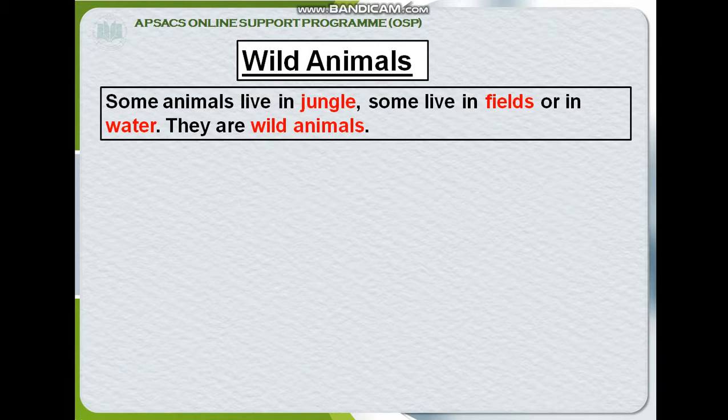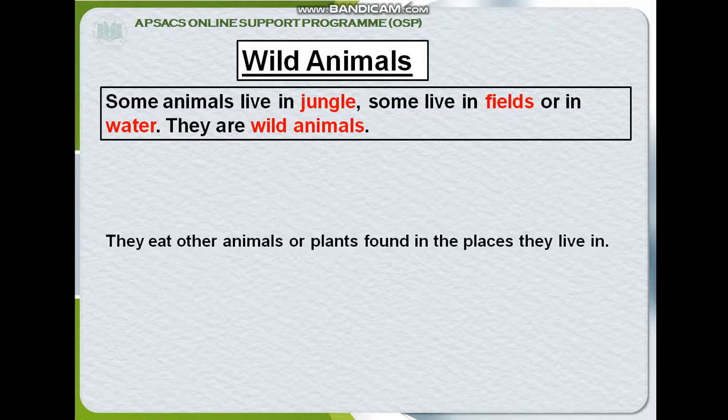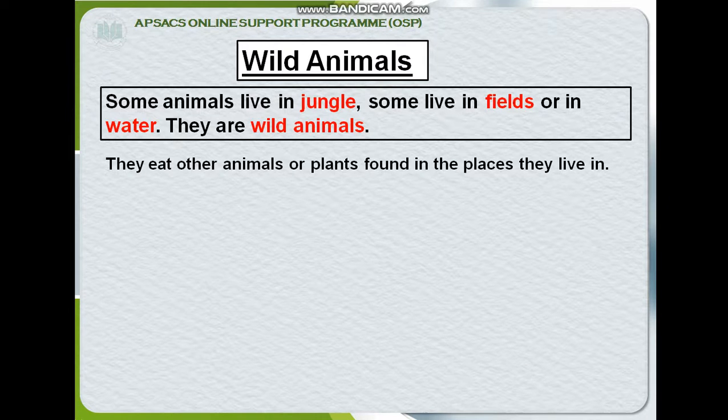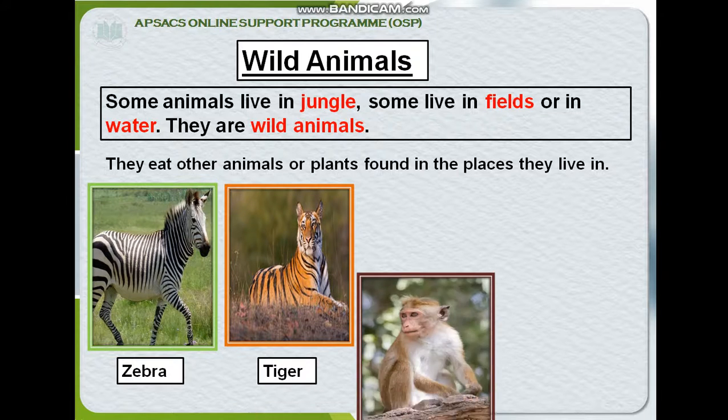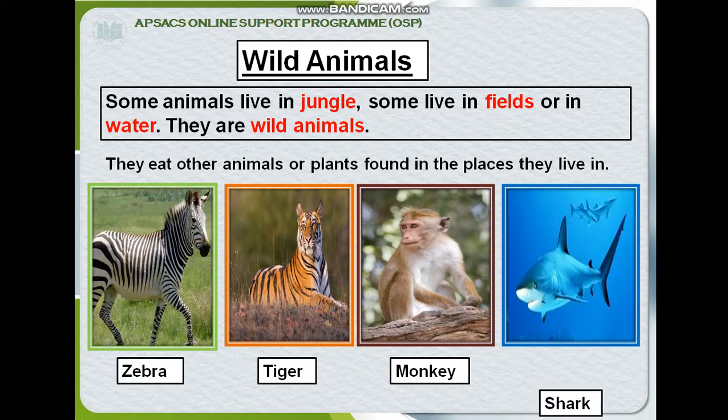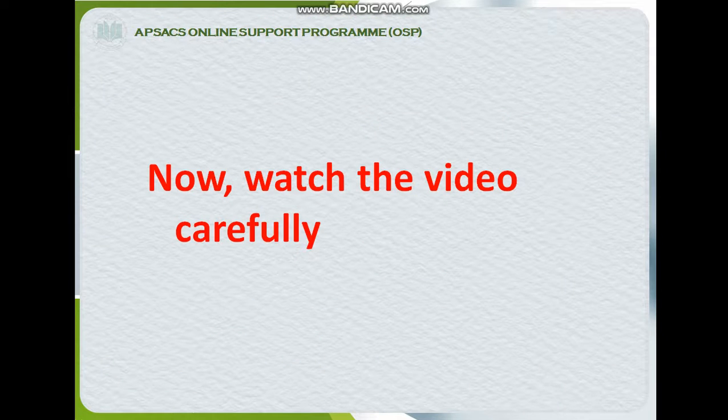Wild animals. Some animals live in jungle, some live in fields or in water. They are wild animals. They eat other animals or plants found in the places they live in. For example, zebra, tiger, monkey, shark. Now watch the video carefully.